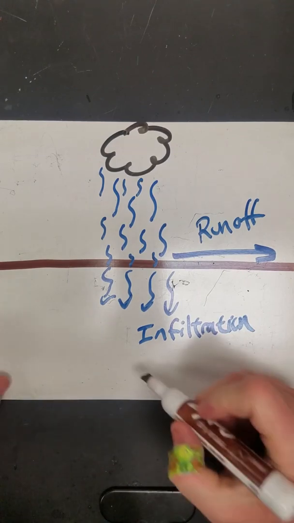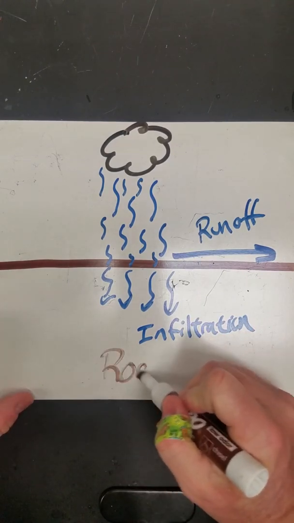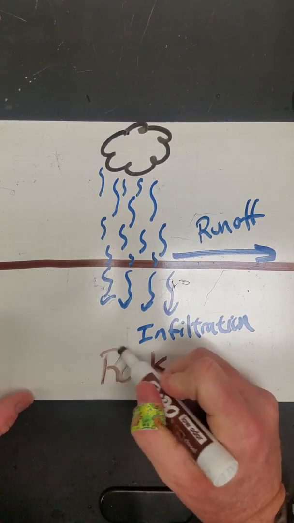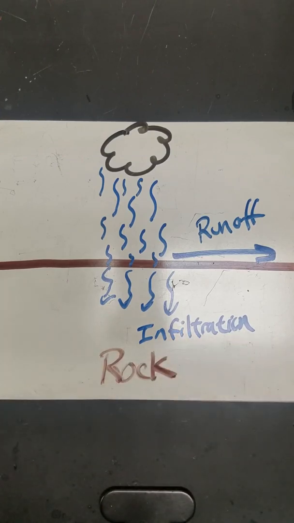Now think about what this ground is made out of down here. It's not all dirt. You know that down there somewhere, no matter where you are, the ground is made up of rock. So we just said we know water goes into the ground. The ground is made up of rock. Ergo, there must be water inside of rocks.